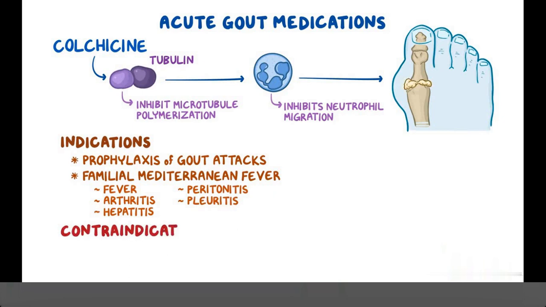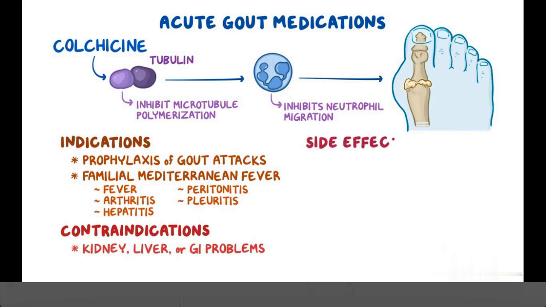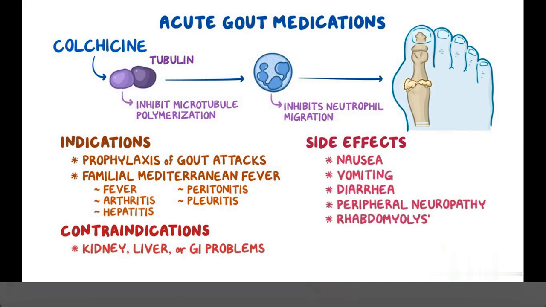Colchicine is contraindicated in individuals with kidney, liver, or gastrointestinal problems. Moreover, it should be used only when NSAIDs or corticosteroids are contraindicated or ineffective because colchicine has a high rate of side effects, including nausea, vomiting, diarrhea, peripheral neuropathy, rhabdomyolysis, kidney damage, and bone marrow suppression.